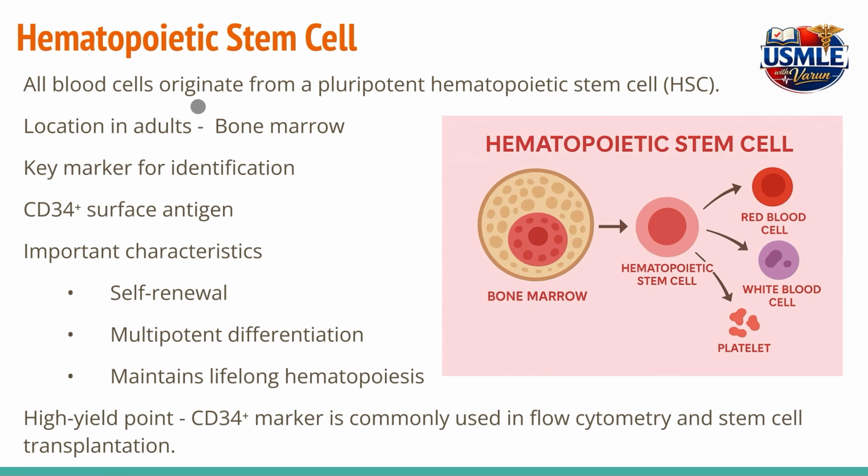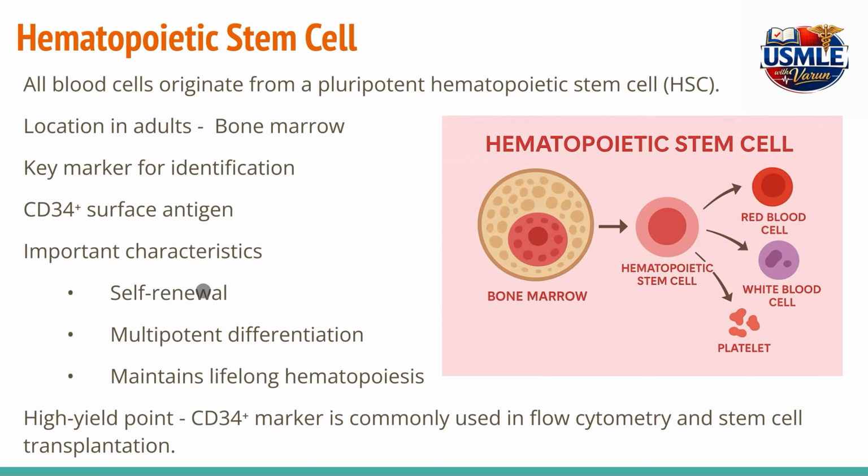All the blood cells in the body originate from a single type of cell called the pluripotent hematopoietic stem cell. These cells are located primarily in the bone marrow in adults. A very key important exam point is the marker CD34 positive. CD34 positivity is a key feature for these stem cells, and this is how we identify stem cells in flow cytometry and stem cell transplantation.